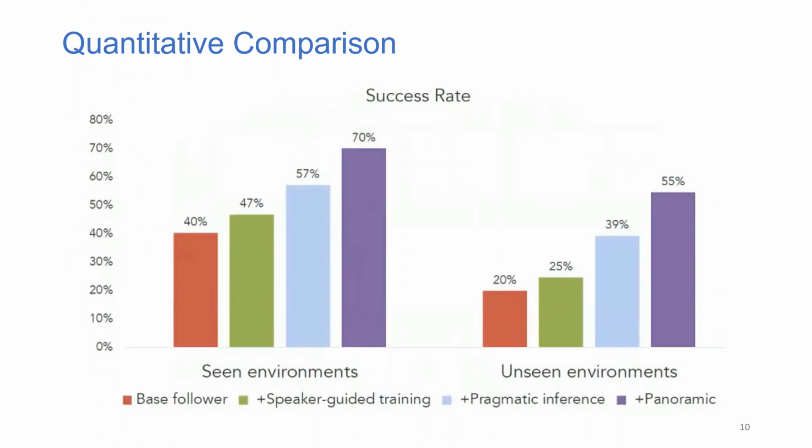Now let's take a look at some quantitative comparisons. Here you can see the base Follower model, along with the three techniques proposed by the authors, shown with the success rate. As you can see, with each technique implemented, the success rate increases both in seen environments and in unseen environments, which is of course a positive, and the performance increase is very significant, as you can see here.